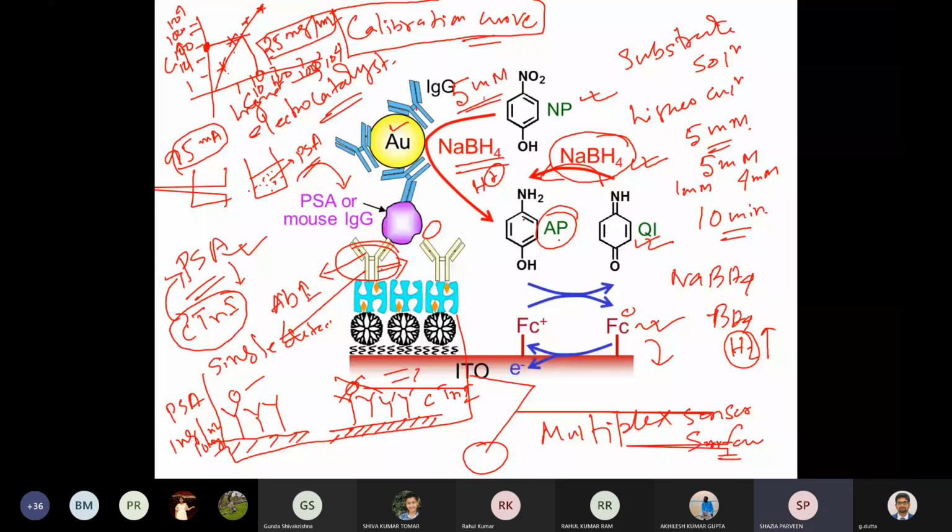So as we see that this reaction is a cyclic reaction, the time period for which we allow the reaction to happen will not affect the current output. Sorry, can you repeat again?